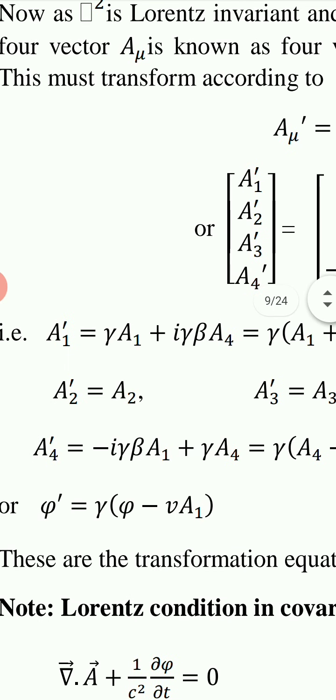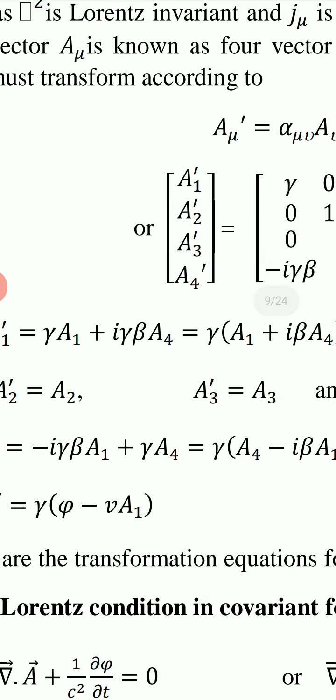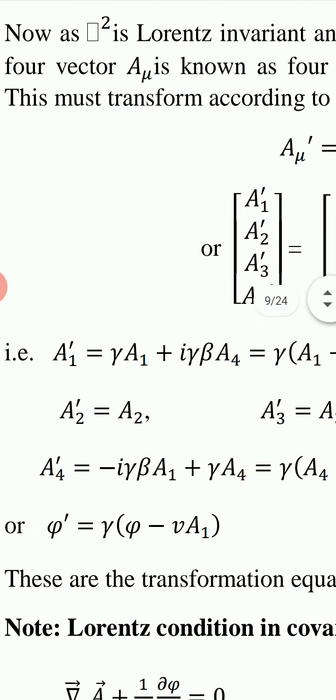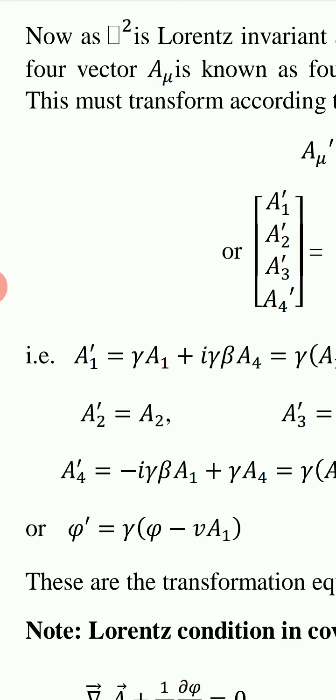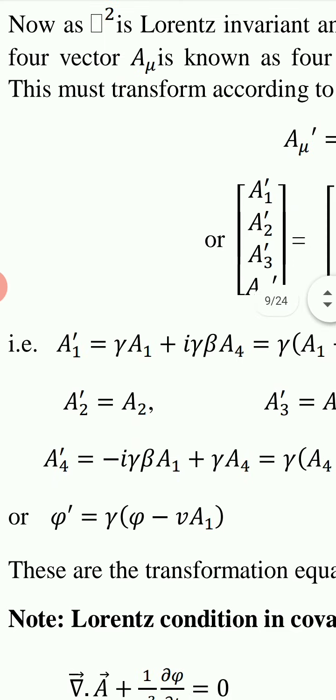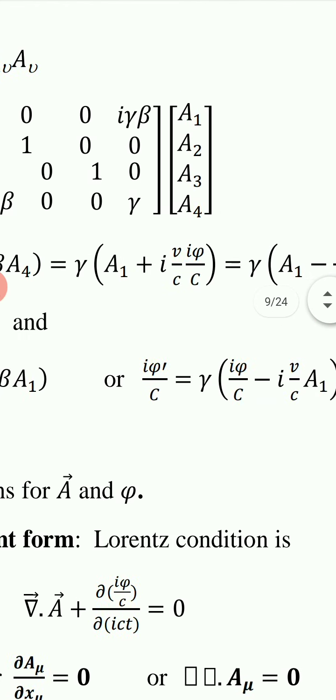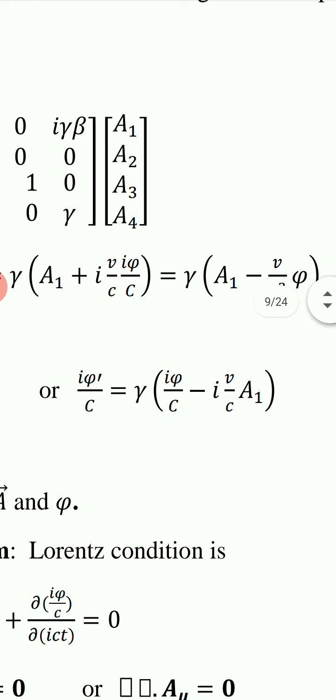Now in this equation we substitute the values of A4 and A4 dash. A4 is the fourth component of 4 vector potential. It is i phi upon c, while A4 dash is equal to i phi dash upon c. Substituting these two values, this equation reduces to i phi dash upon c equal to gamma i phi upon c minus i v upon c A1. v upon c is put for beta.